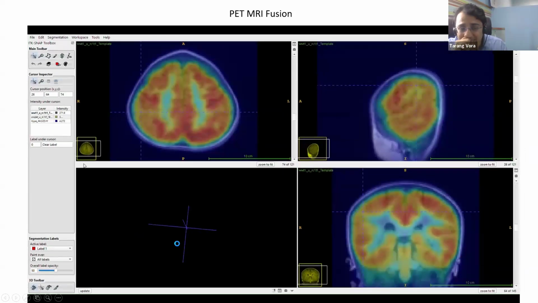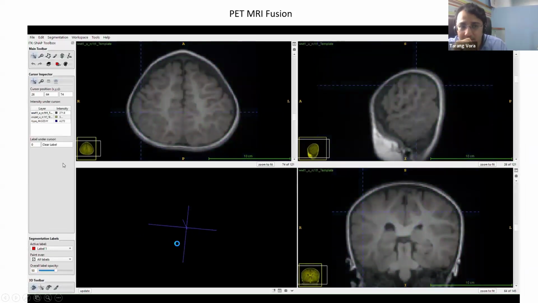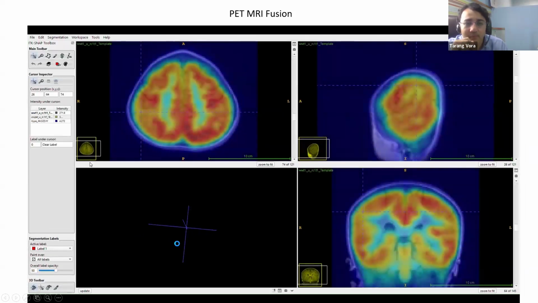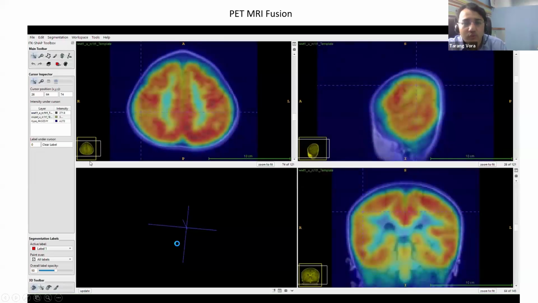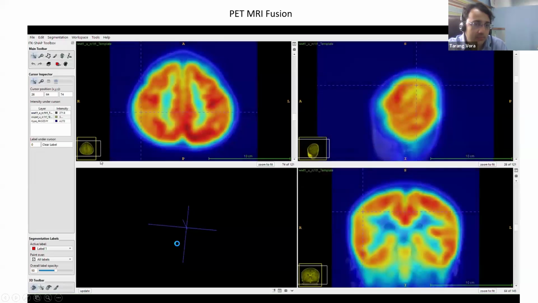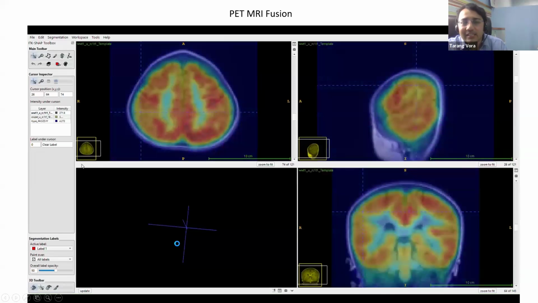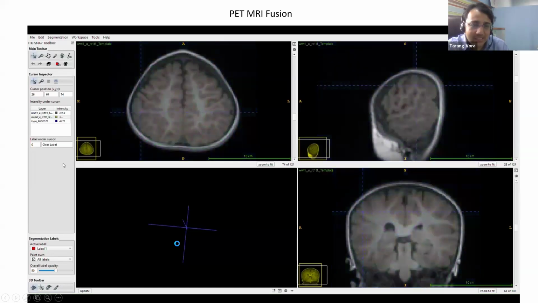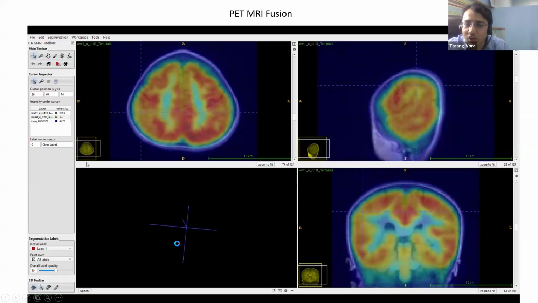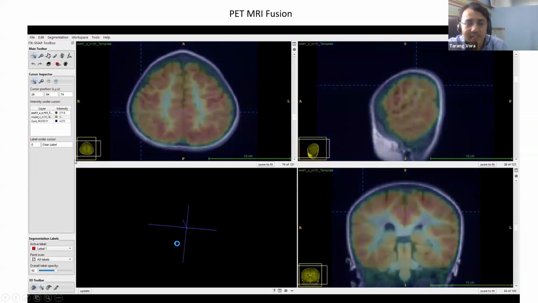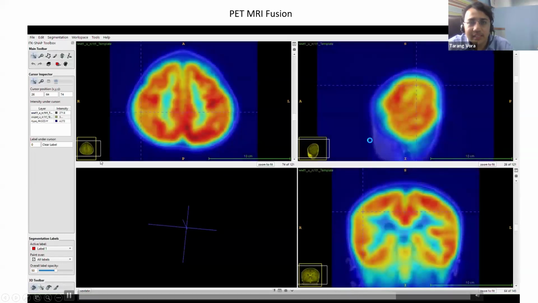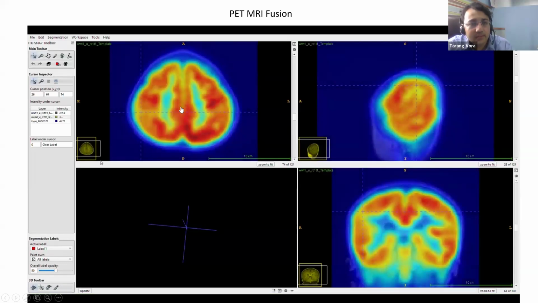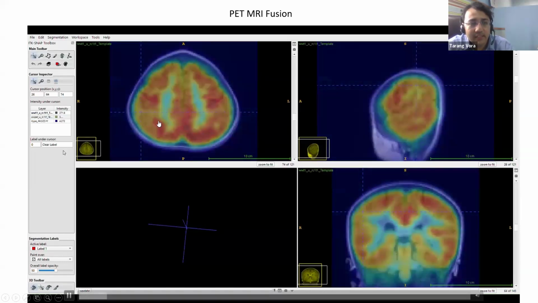Then we went to the PET, and we are looking at the same area. If you're able to see, the same area has a focus of hypermetabolism compared to the contralateral side. Until and unless we merge these images, we will not be able to identify if it's the same area. So after merging the images, we get something like this, and we have the PET data overlaid.